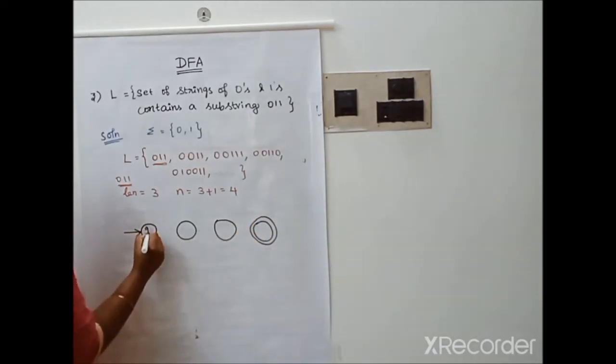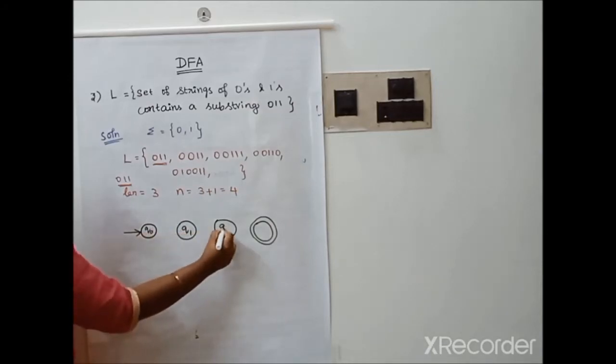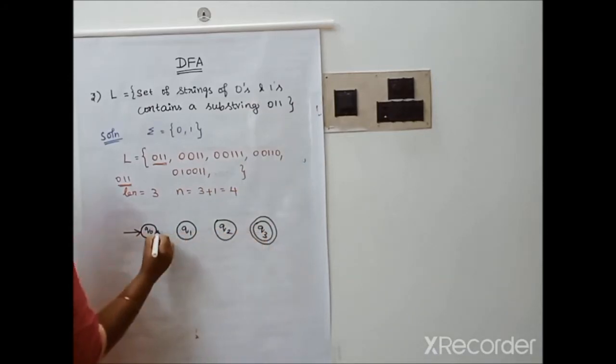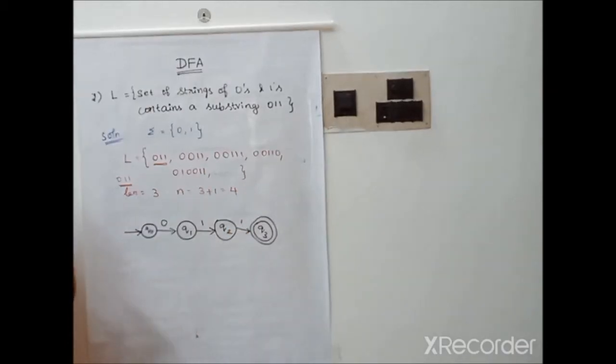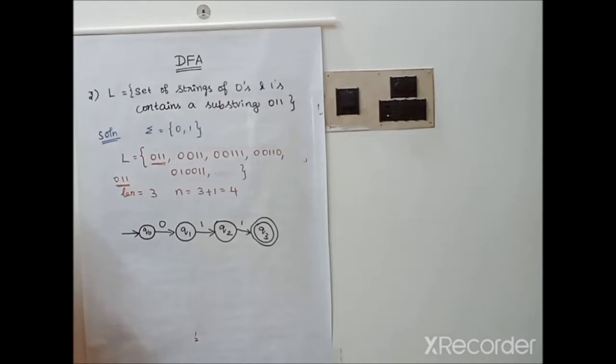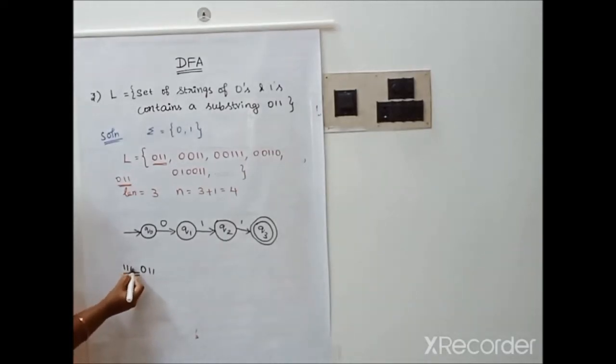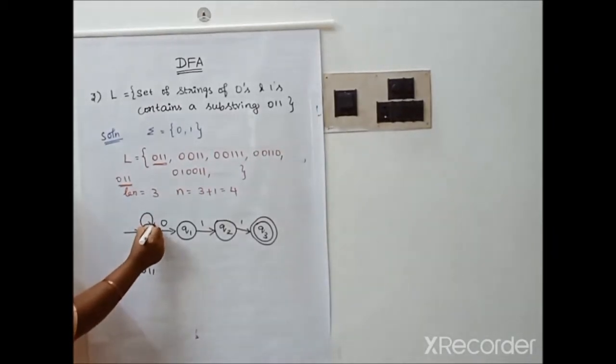We can number them Q0, Q1, Q2, Q3 and make the transitions. What is the string? 011, therefore 0, 1, 1. Now we need to check the remaining transitions for the remaining input symbols. If we take Q0, we have the transition for the input symbol 0, therefore for 1 we need to check. Before 011 you can have any set of symbols, but this 0 means you need to consider 1. So before this 0 you can have any number of 1s. Therefore you can use a self loop for Q0.